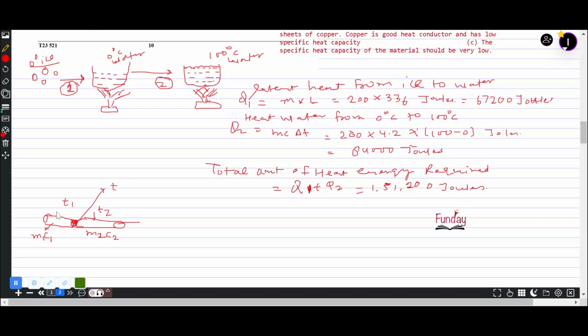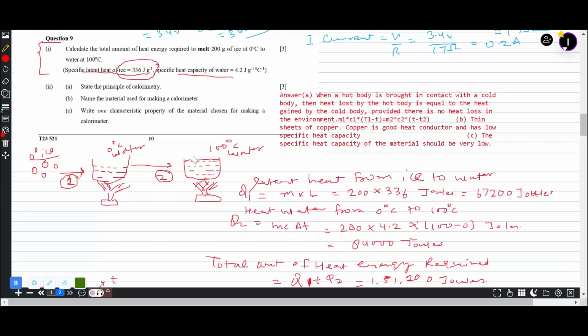So how much heat is supplied? One which is hotter is going to supply the heat. This guy is supplying the heat, this guy is taking the heat. So this is going negative, this is going positive. How much heat will be supplied? M1 C1 into T1 minus T. And how much heat is being taken is M2 C2 into T minus T2, because T2 is lesser than T. So the concept is T1 is greater than T, which is greater than T2. That is the principle of calorimetry.